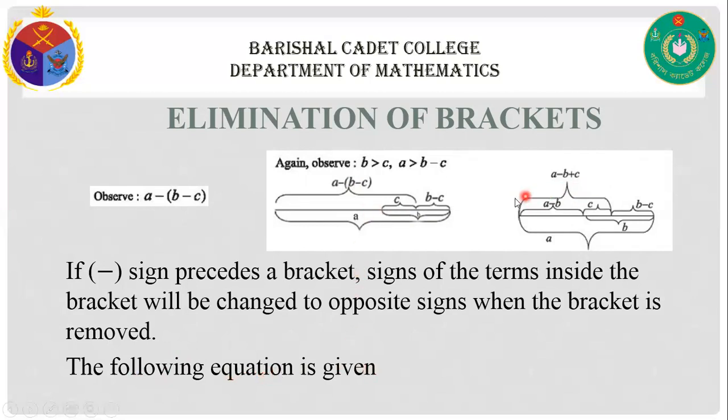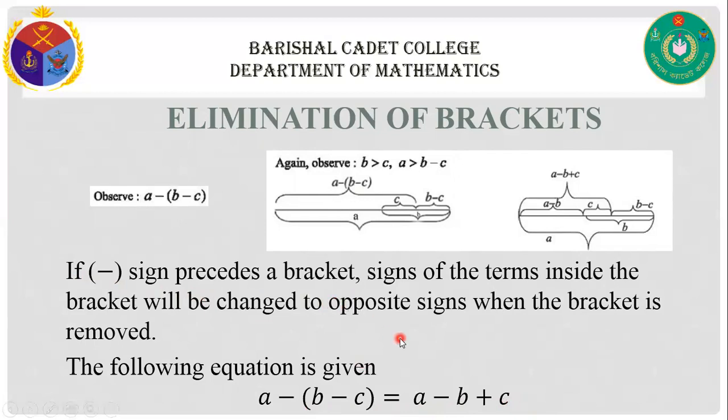From these two pictures, we can write an equation that is A minus B minus C equal to A minus B plus C. The sign inside the bracket will be changed. Here positive B sign, here negative B sign, here negative C sign, here positive C sign. The sign will be changed if the negative sign precedes a bracket.